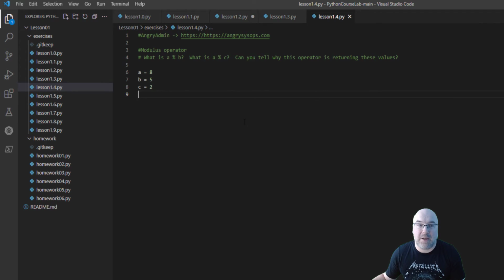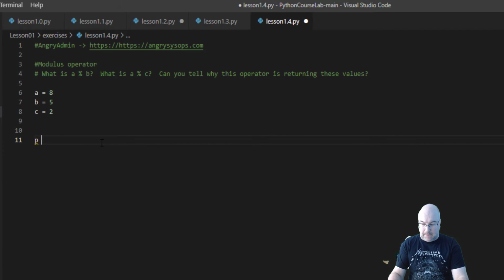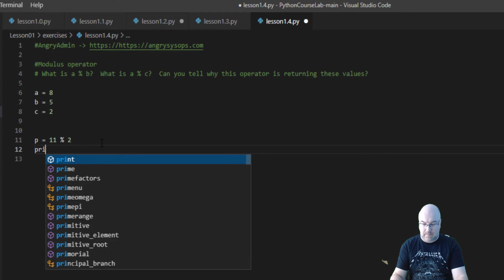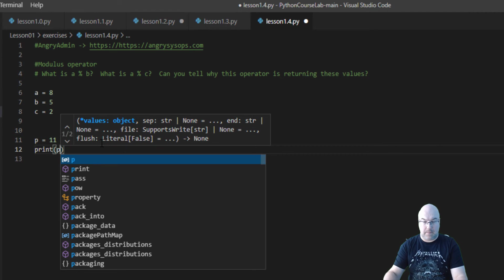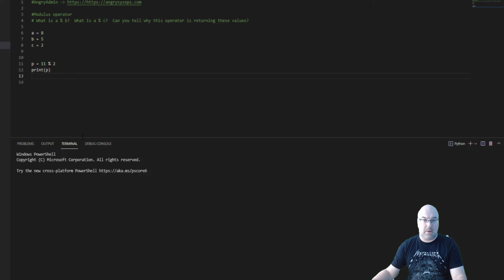The easiest way is to see that on an example. So let's say we want to do 11 modulo 2. What do you think would be the outcome? The outcome will be 1.